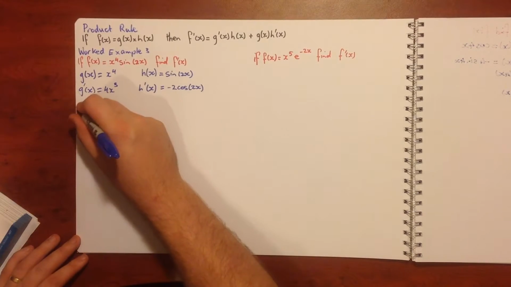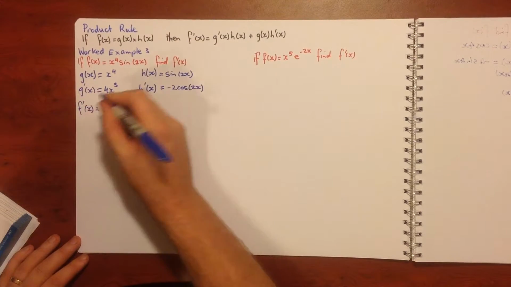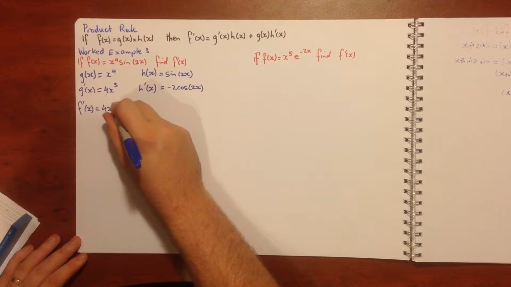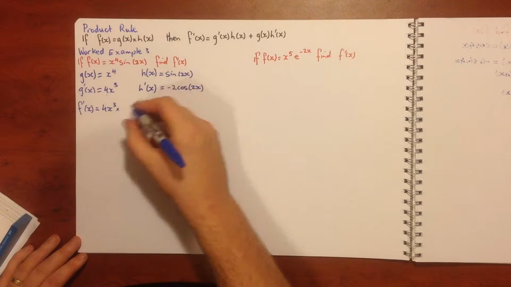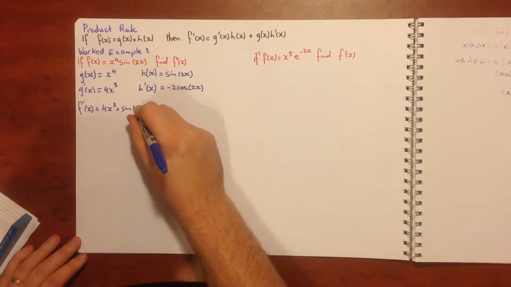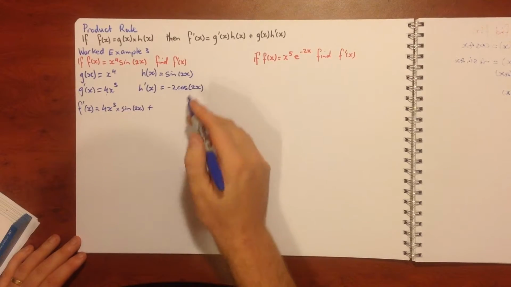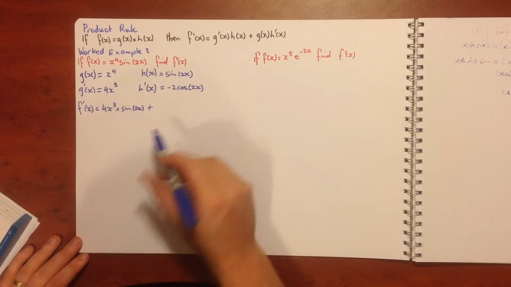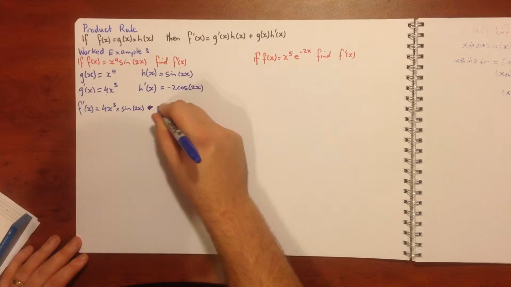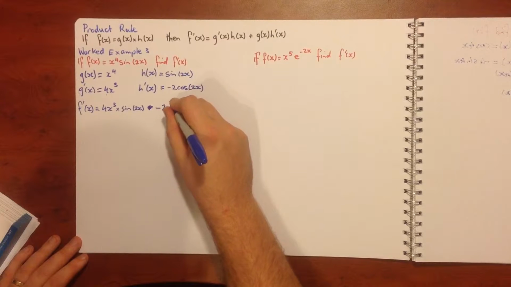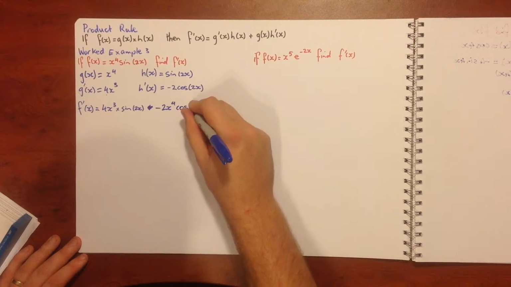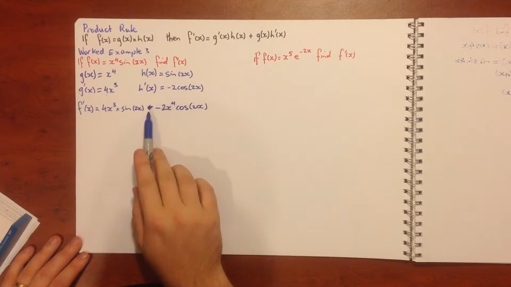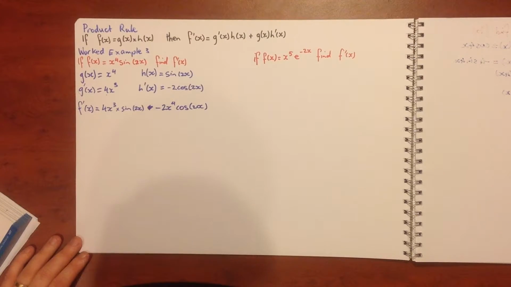Okay, so we say then that f dash of x is equal to the derivative of one of them, which is 4x cubed, times the original of the other, sine of 2x, plus the derivative of the second times the original here, but I'm just going to do it the other order so it looks a little nicer. So we'll actually say minus 2x to the 4 cos of 2x. Okay, because we've got our minus 2 here, it will actually end up being a subtraction.